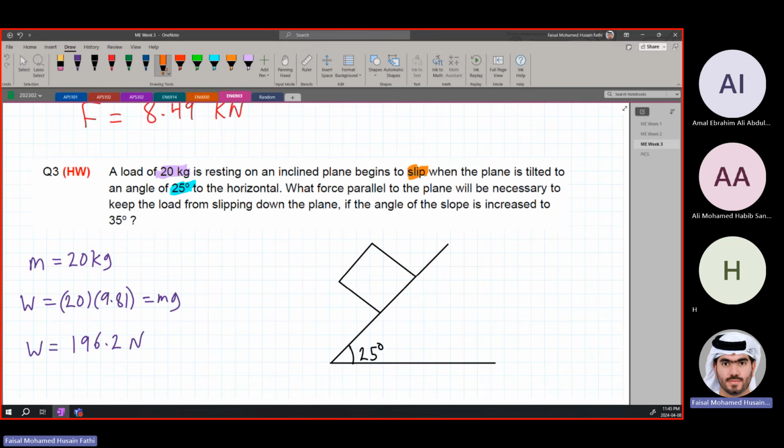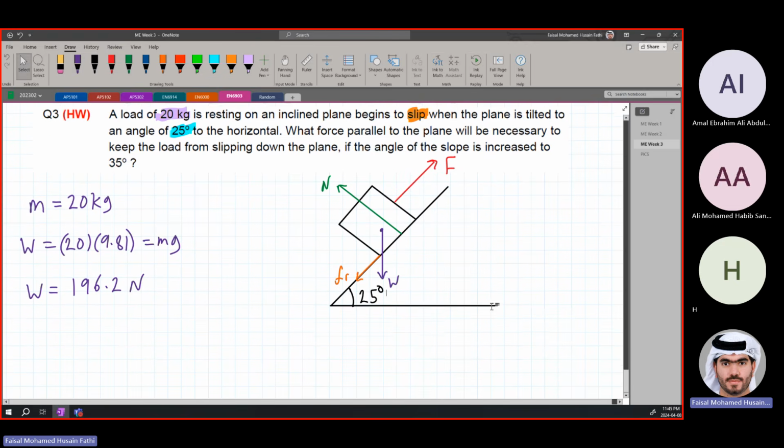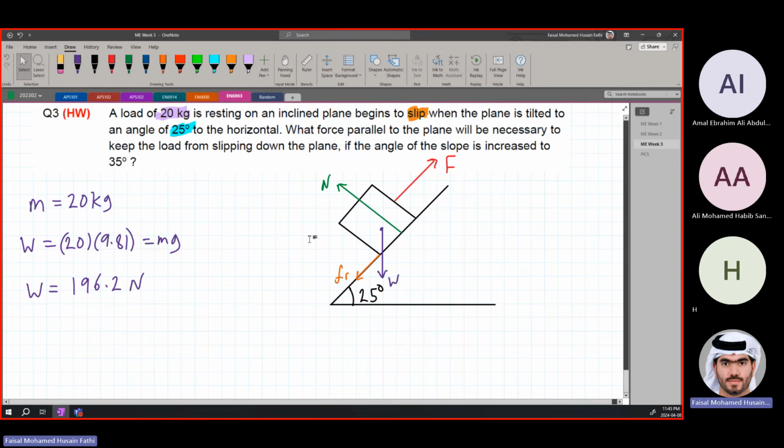We will draw our forces again. Of course the friction force will be downwards, opposite to where the force is going to be applied. So this is our friction force. Here we have the main force pulling it up, F, and then a normal force that is perpendicular to the surface. And then we have our weight, which we have already found, which is downwards like this, and it has its components. But this time we do not have mu.